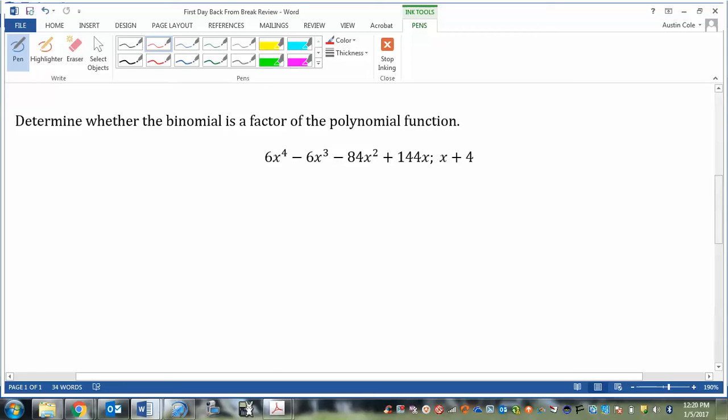Am I missing any terms here? No. I'm missing the constant at the end. So at the very, very end, I better have 0. Go ahead and do that one on your own, please.